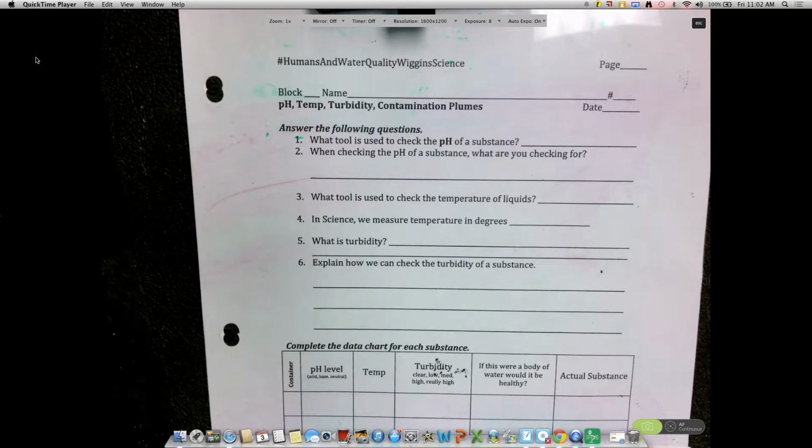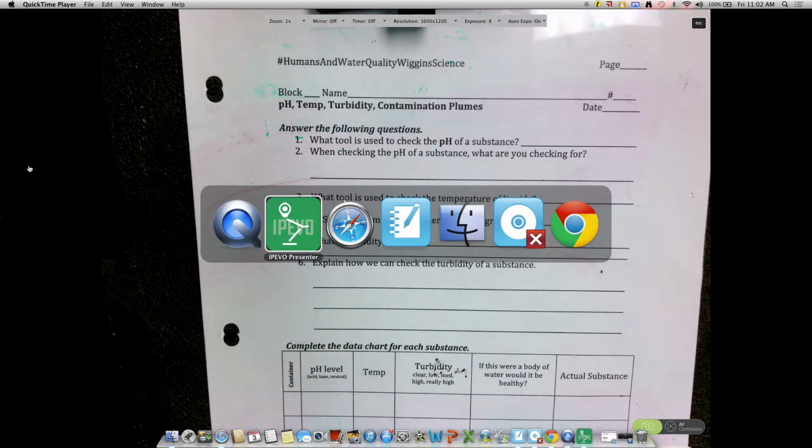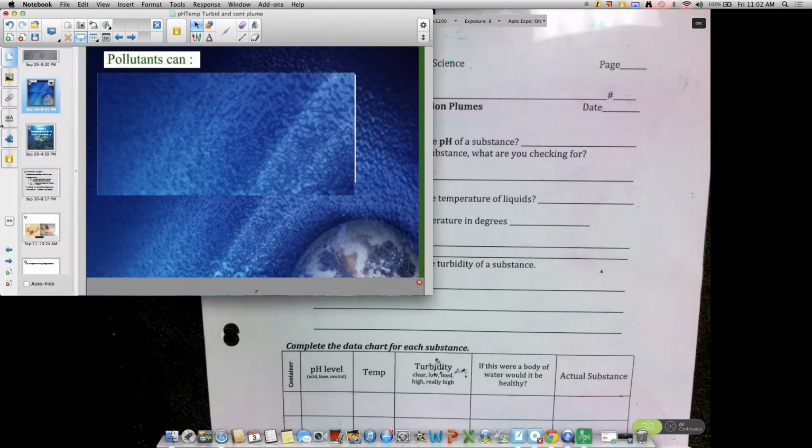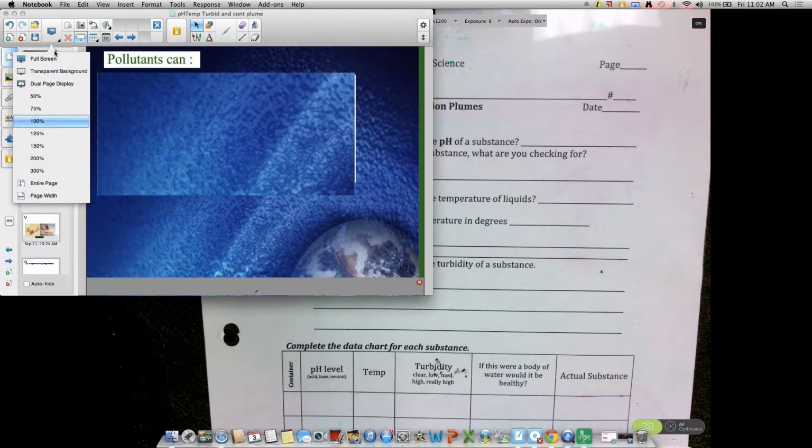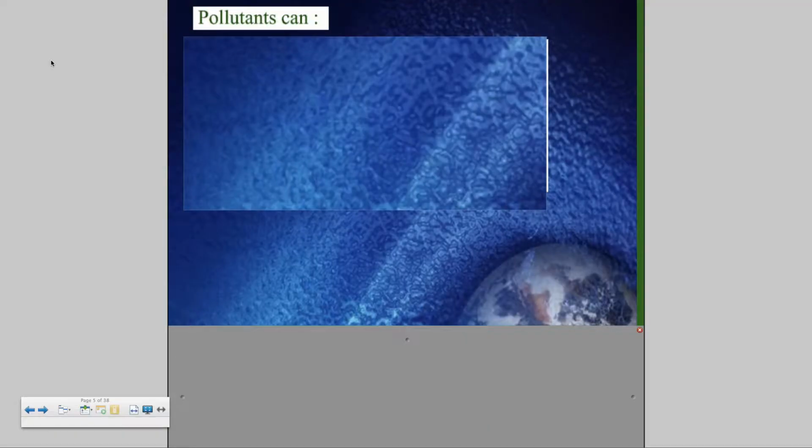Today we're going to be talking about pH, temperature, turbidity, contamination plumes. So you should have this sheet in front of you. But let's just think back to some things. Prior to this, you learned some things about water pollution, and you learned some things about testing the water quality of things.